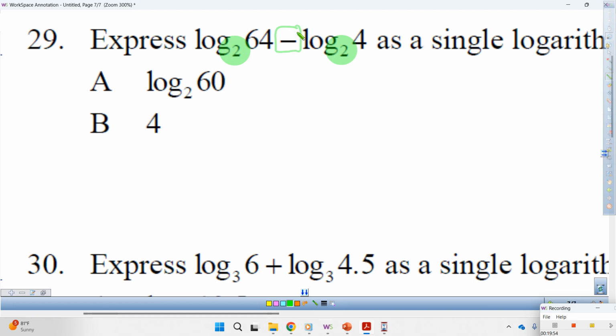All right, so remind your neighbor, what do we do with subtraction? Well, we write one log. And what happens to the given numbers? Tell your neighbor. All right. What happens to the given numbers, Gabriel, when we subtract two logs of the same base? Yes, divide. 64 divided by 4.